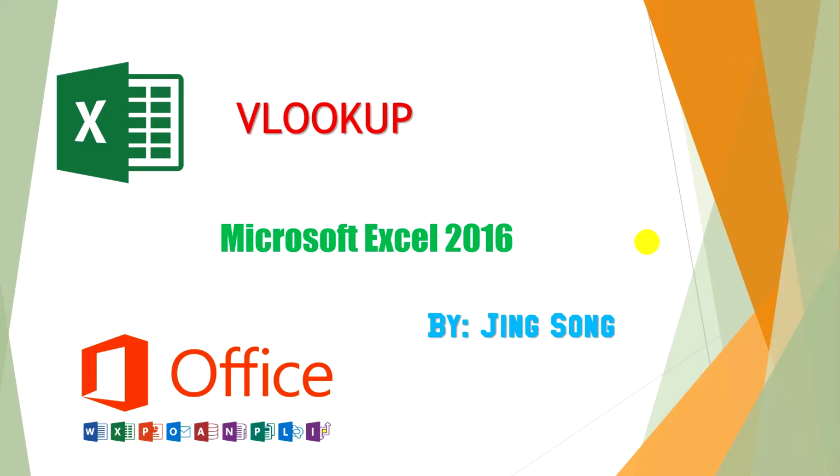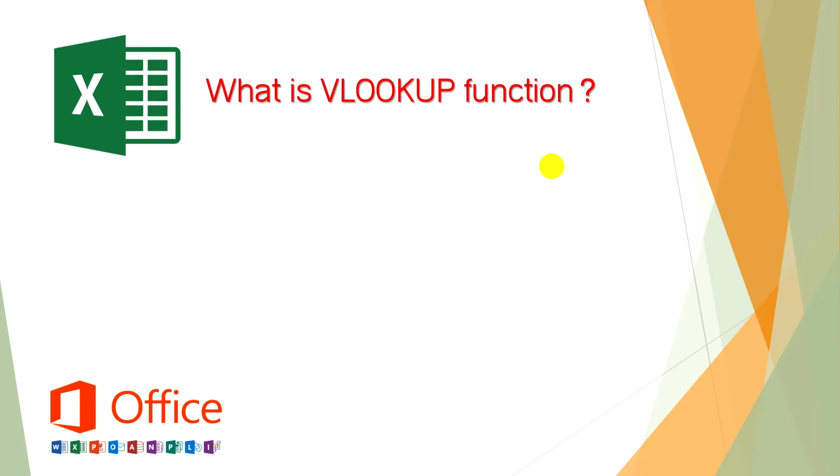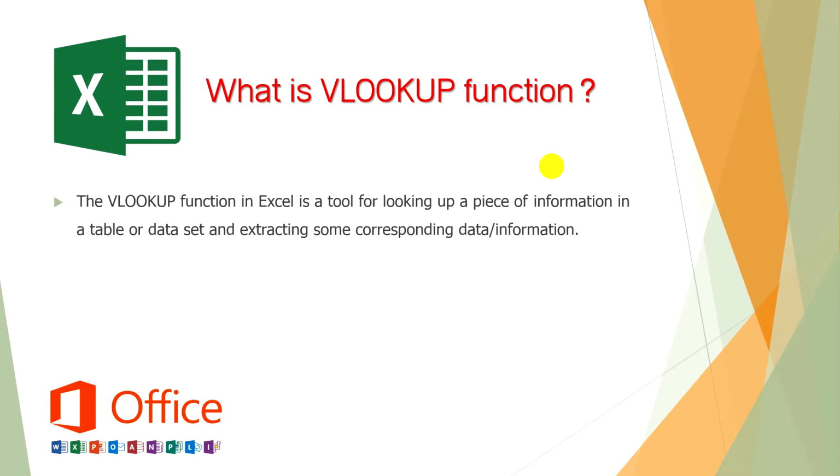So let's get started. First, we need to know the definition of the VLOOKUP function. What is the VLOOKUP function? The VLOOKUP function in Excel is a tool for looking up a piece of information in a table or dataset and extracting some corresponding data or information. This is the definition of the VLOOKUP function. We use it to search for a piece of information in a table.